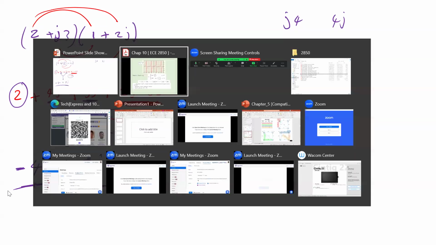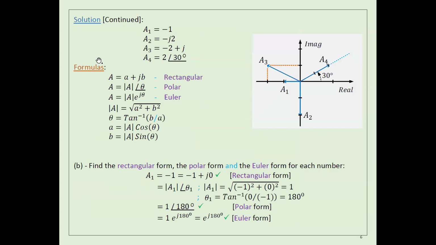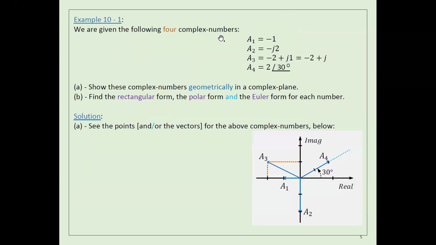So I have several examples here, just to make sure. Let's look at the examples. Here you need to show these complex numbers on the graph, and also convert between the forms. Okay, let's see. For example, A1 equals negative 1. This can be a complex number, by the way. You may think this is only a real number. No, this also can be a complex number with j0.